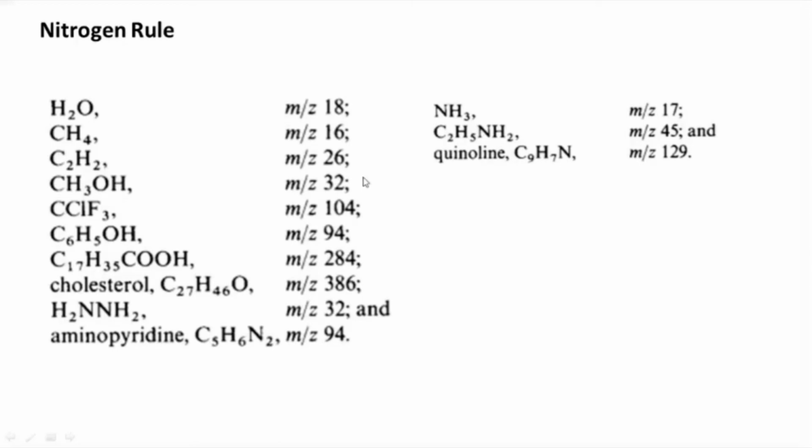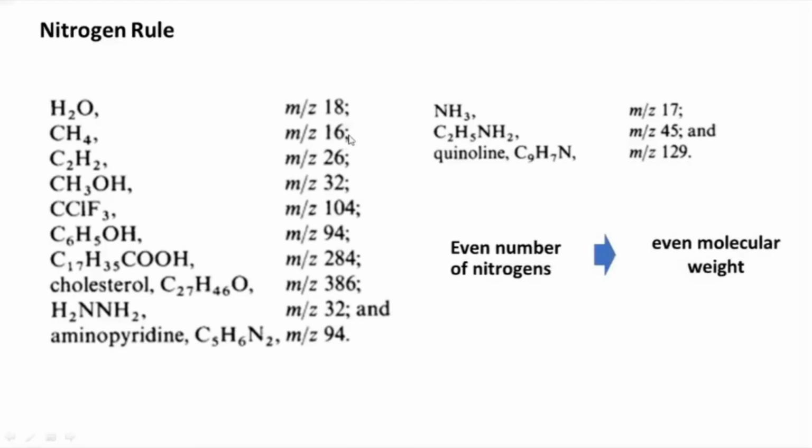So whenever you observe a molecular ion, if it is even numbered, then you can say the compound does not contain nitrogen, or if nitrogen is there, that there is an even number of nitrogens. That is the way we can figure out the presence or absence of an element by using the molecular ion.